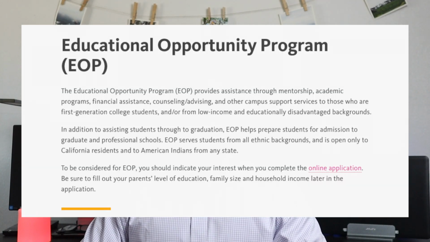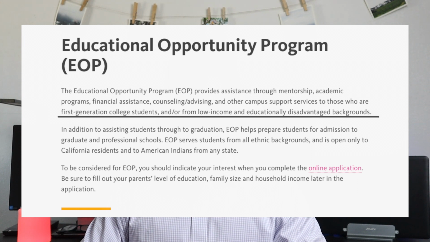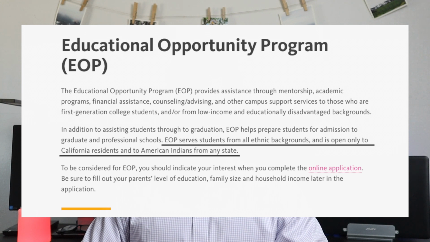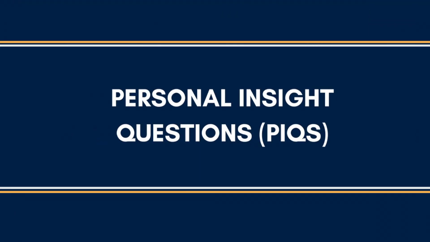To be eligible, students do have to be first generation college students or from low income or educationally disadvantaged backgrounds. However, like I said, since the application is so easy to apply to, I really recommend you all to do it just in case. EOP notes that they serve students from all cultural and ethnic backgrounds. However, it's important to note that it is only available for California residents and American Indians or American Native Americans from any state.